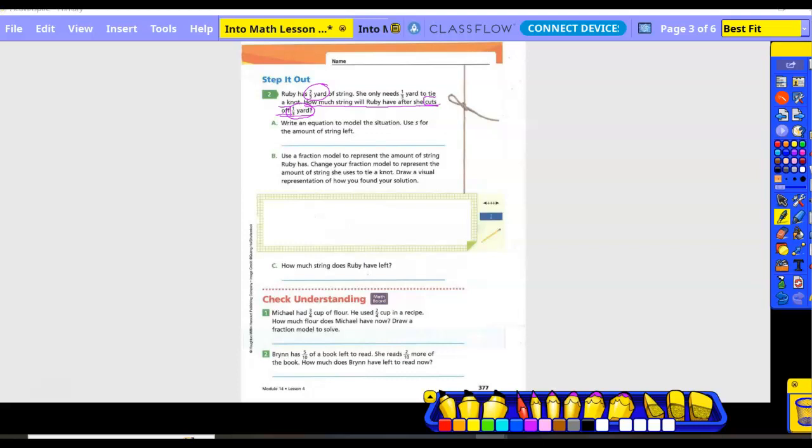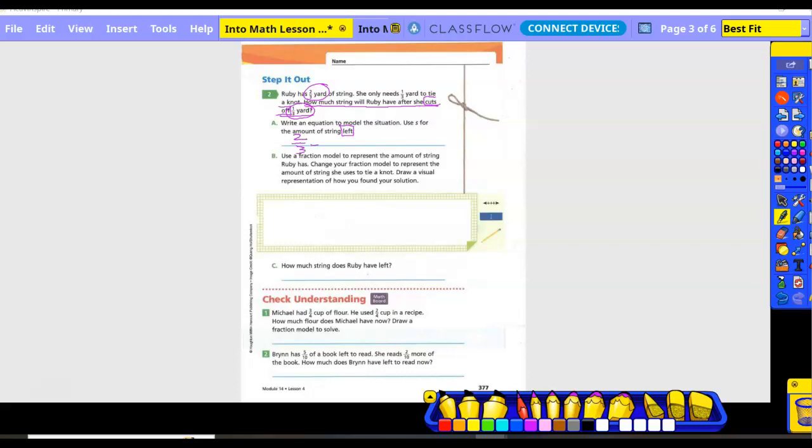Write an equation to model the situation. Use S for the amount of string left. So once again, the word left lets us know we are subtracting. That's a good keyword, right? Okay. So what do I start with? How much does she start with?